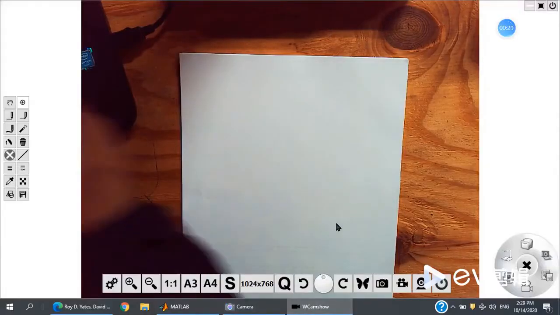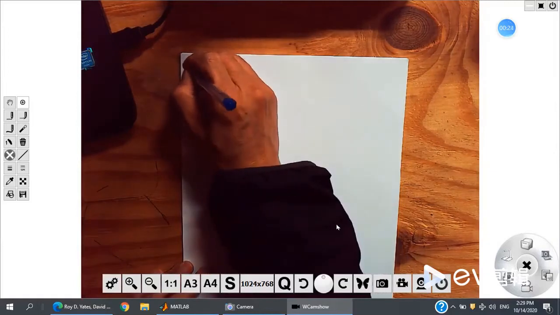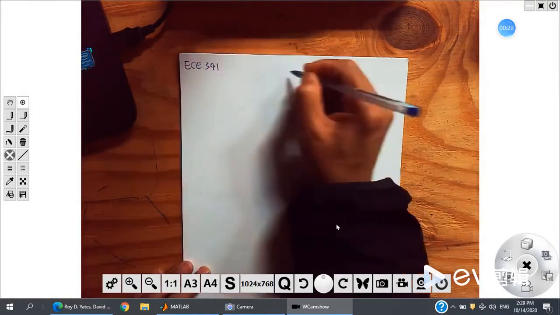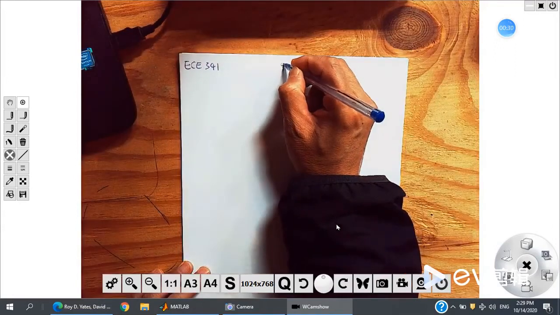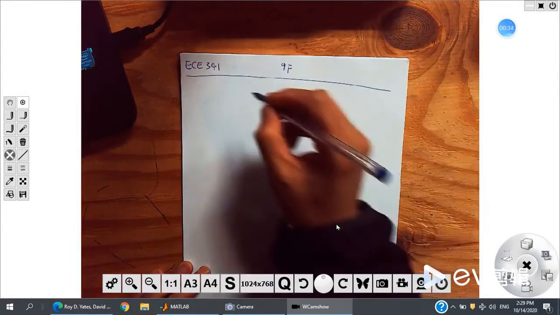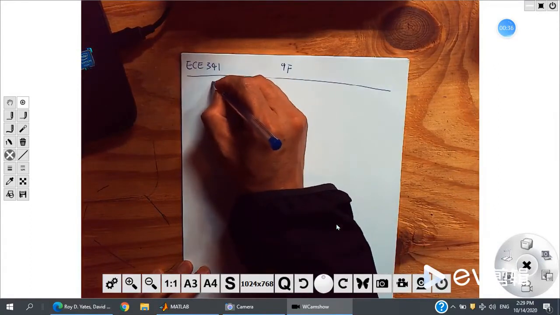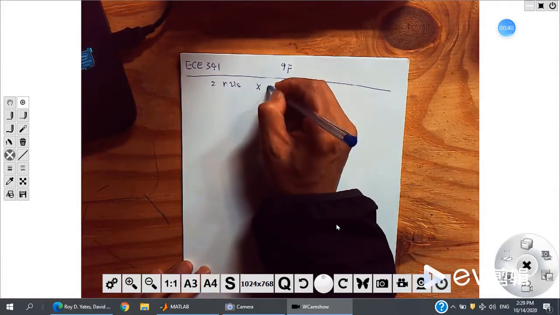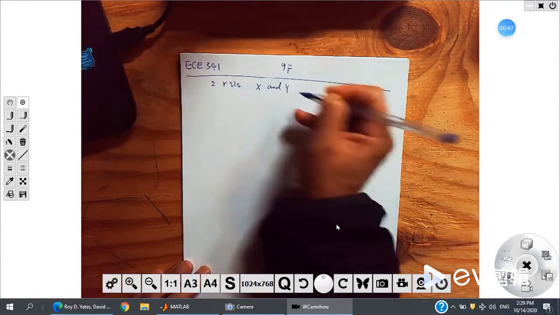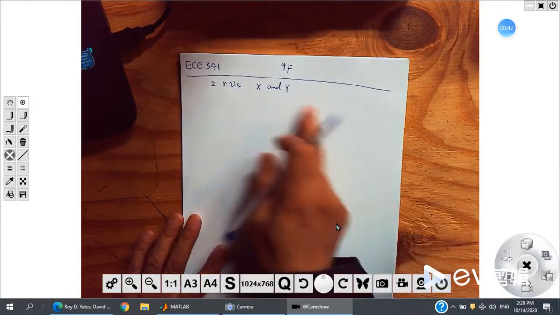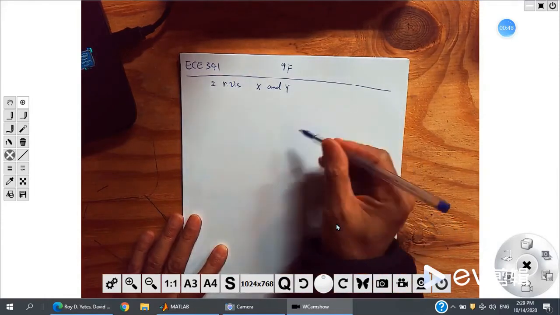Okay, so it's ECE341. This is for the next week, Friday's class. We consider two random variables, X and Y. Then we know, actually we already learned something about it, right? Let's do a review here.